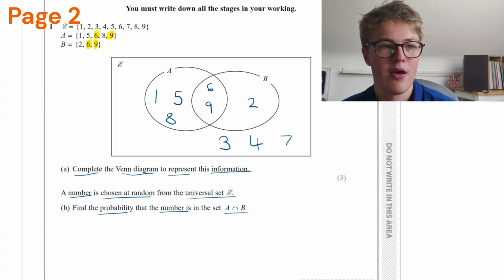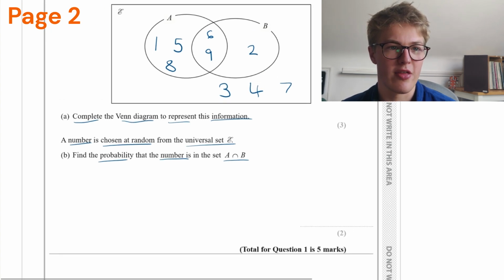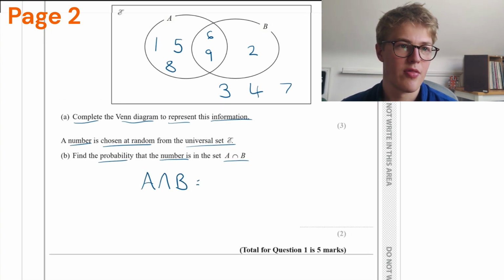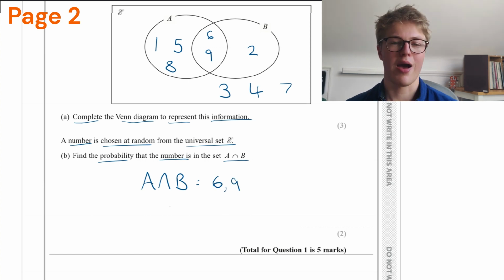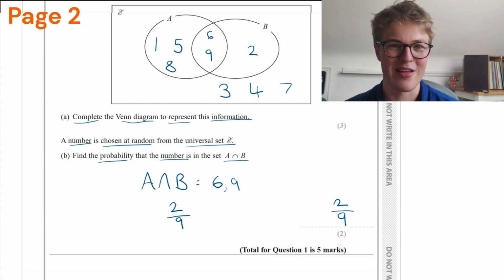Next we have to do part B, which is find the probability that the number is in the set A intersect B. This is the two numbers 6 and 9, so out of the 9 numbers that we have, 2 are in the intersection, which means that the probability is 2/9.